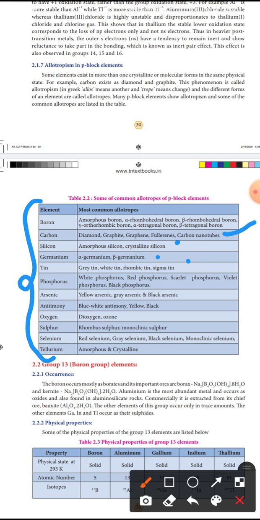Phosphorus: white phosphorus, red phosphorus, scarlet phosphorus, violet phosphorus. Arsenic: yellow arsenic, grey arsenic, black arsenic. Antimony: blue-white antimony, yellow, black. Oxygen: dioxygen, ozone. Sulfur: rhombic sulfur, monoclinic sulfur. Selenium: red selenium, grey selenium, black selenium, monoclinic selenium. Tellurium: amorphous and crystalline. These are the allotropic elements.